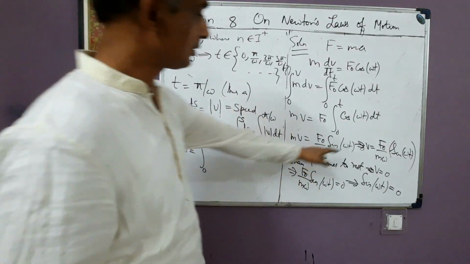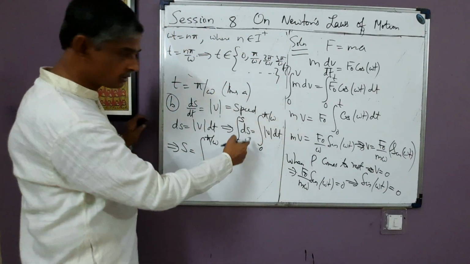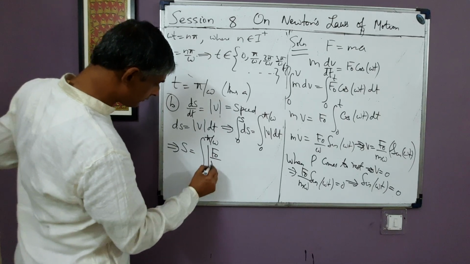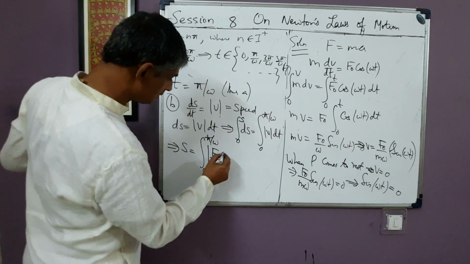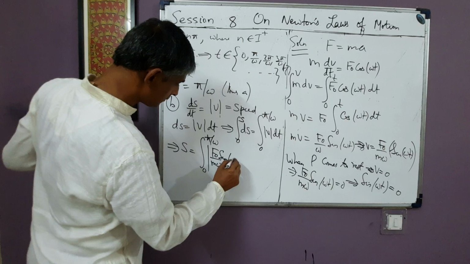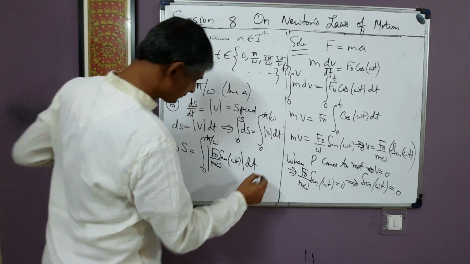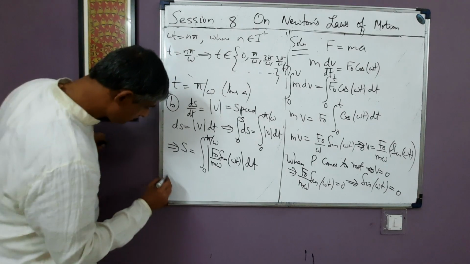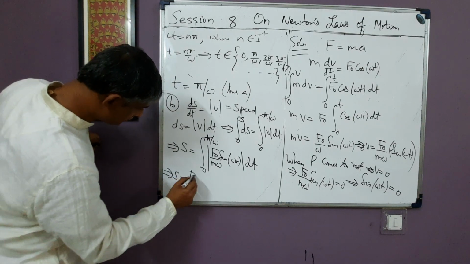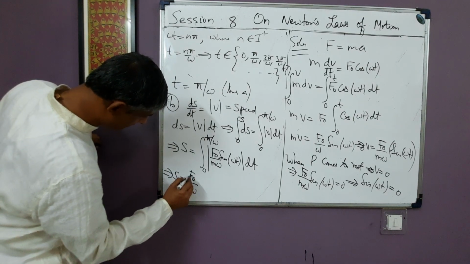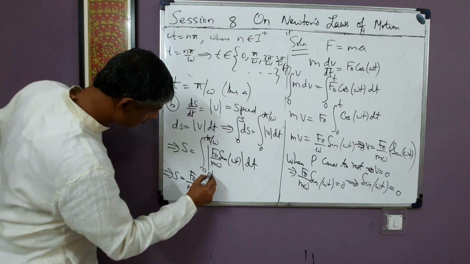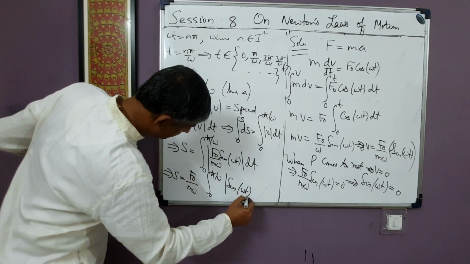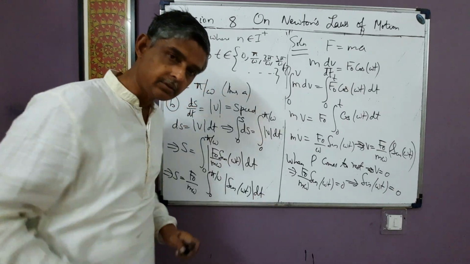Mod v. V is this much. We take its modulus because speed is the magnitude of velocity. Magnitude of F naught by m omega sine omega t dt. Now F naught by m omega is positive, so it comes outside the integral. So s becomes F naught by m omega times the integral from 0 to pi by omega of mod sine omega t dt.